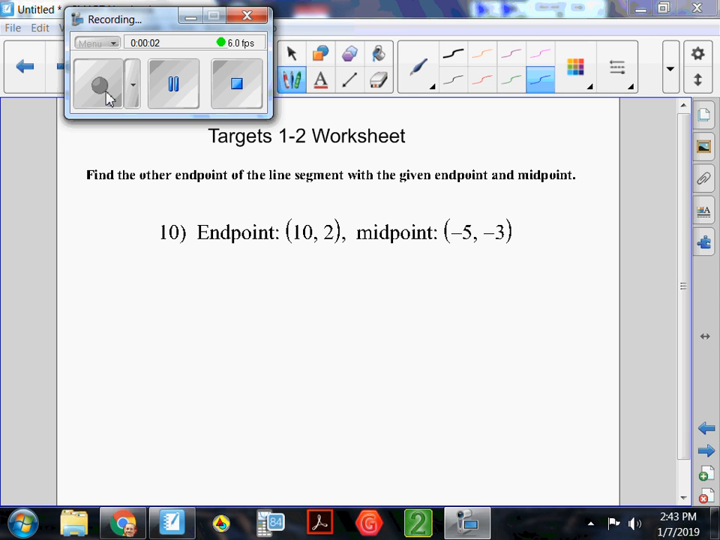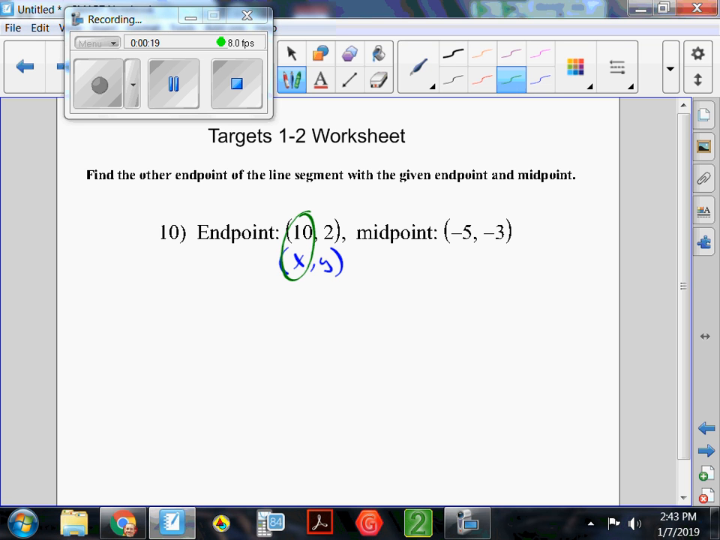This is Unit 7, Target 1 and 2 worksheet, number 10. I have an endpoint 10, 2 and a midpoint -5, -3. I'm trying to find the other endpoint. I can write the other endpoint as x, y, and then use my midpoint formula.